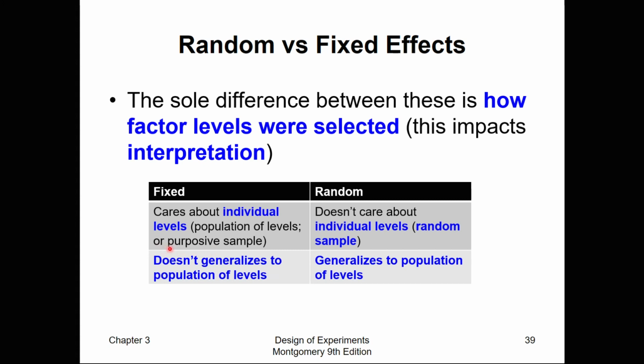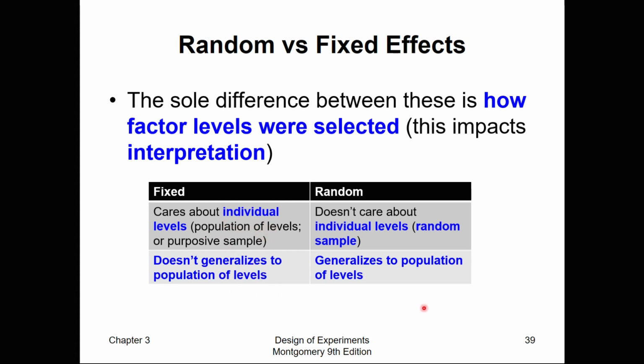This means that I take a sample intentionally. I have a good reason to select these two out of all the different levels of carbonated beverages you can select from. Note that the results here don't generalize to the population of levels. Why is that? Well, you didn't randomly sample from the population of levels. So I should be careful here and say the results of a purposive sample don't generalize to the population of levels.